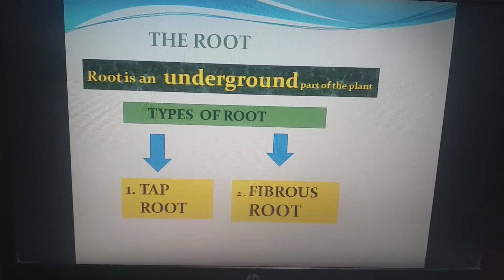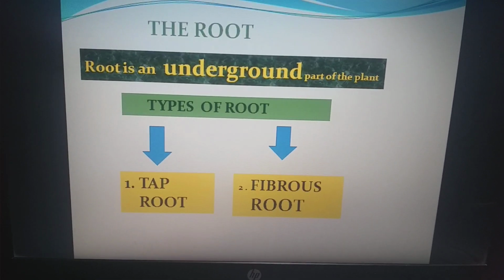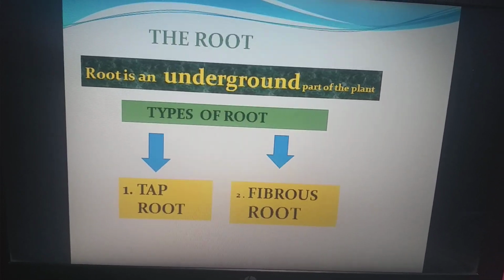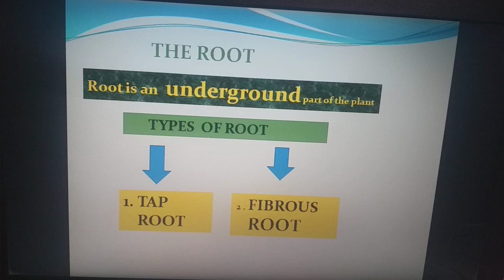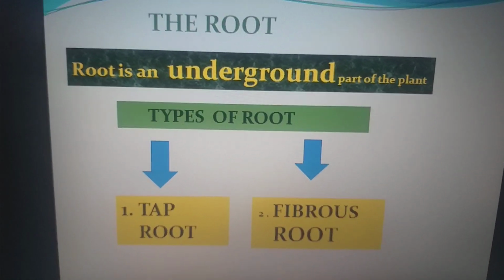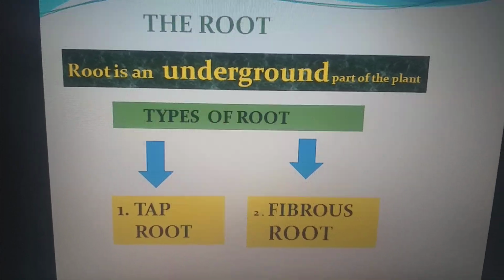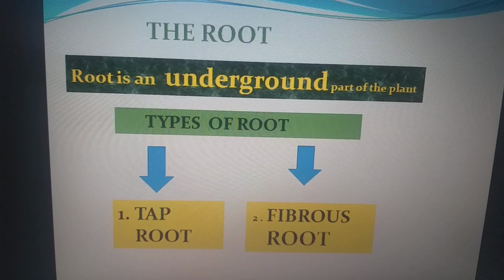So what is root, children? You know, root is an underground part of the plant. It grows underground. We will discuss its function later. First, we will study about types of root. There are two types of root, taproot and fibrous root.